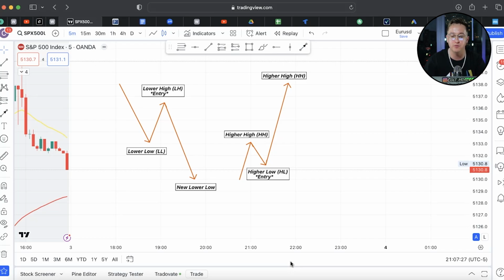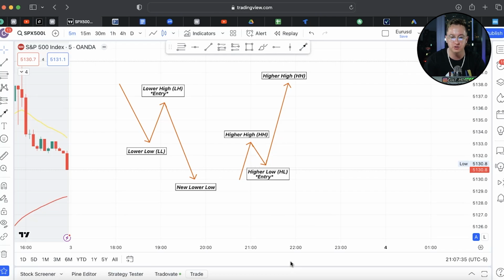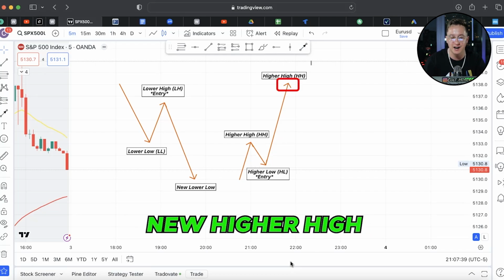And the second one, if we're in an uptrend, what we're looking for is price to make a higher high and then to make a higher low, and our higher low is where our entry is going to be, and then we want price to make a new higher high.